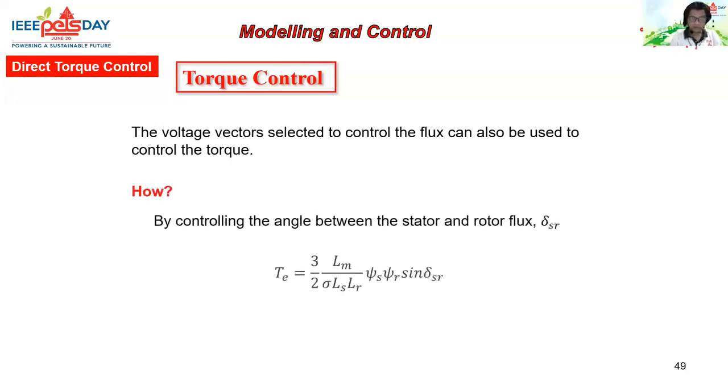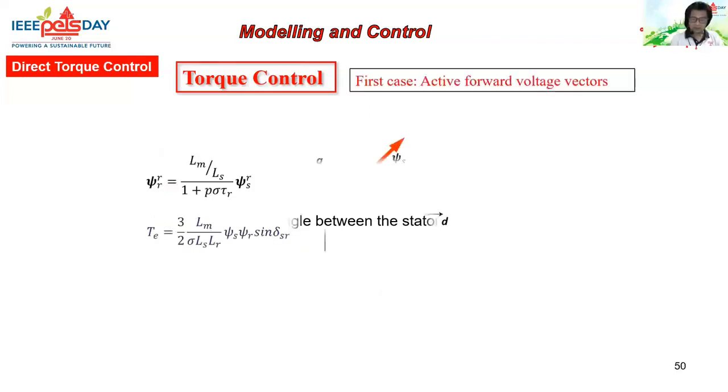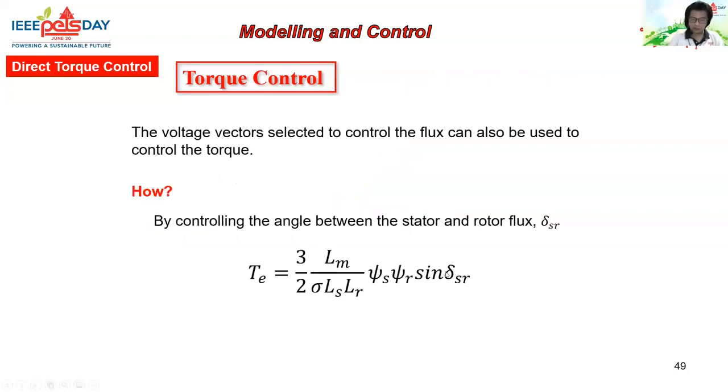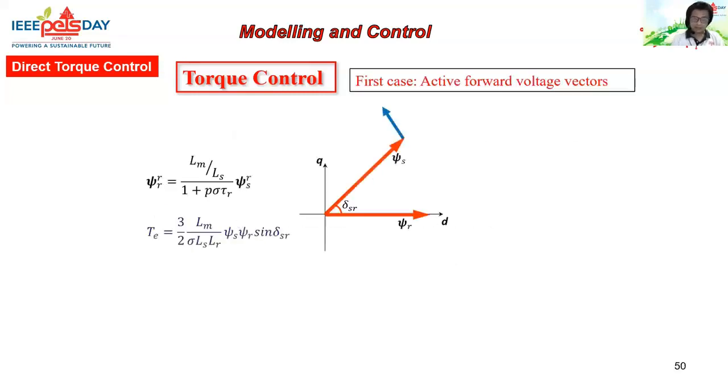Because we have to control the torque and the flux at the same time using the same voltage vectors. We do that by looking at the torque equation as shown here, in which the torque is basically controlled by controlling the angle between the stator flux and the rotor flux. This is the magnitude of the stator and the rotor flux, which is held constant within the hysteresis band. So if you can control the angle, then you can control the torque. For example, you have the stator flux here and the rotor flux there. This is the angle between the two.